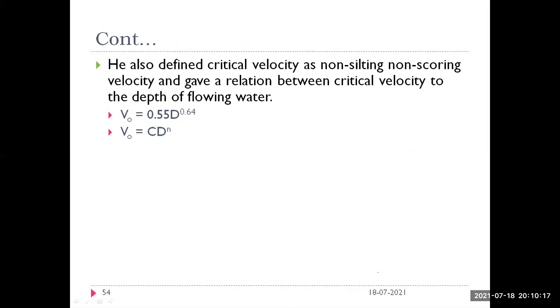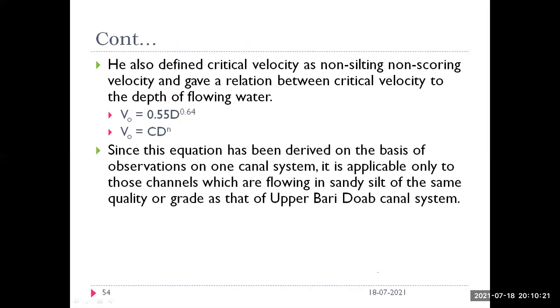So in general form it is written as V naught is equal to C into d power n. And this particular equation has been derived only on the basis of observation on one canal system, because he selected only the Upper Bari Doab canal system. So he did observations on only one canal system, and whatever equation he developed is derived only from that.